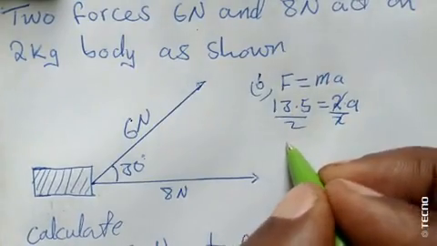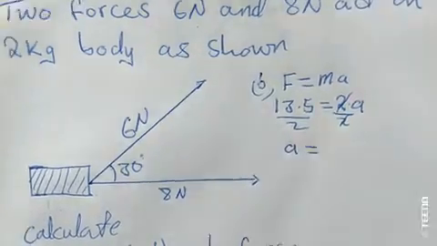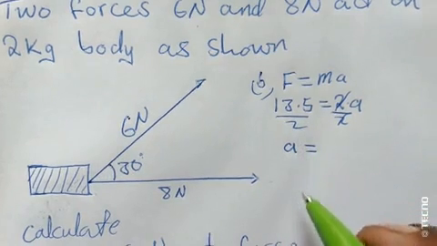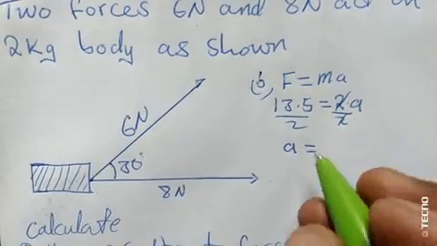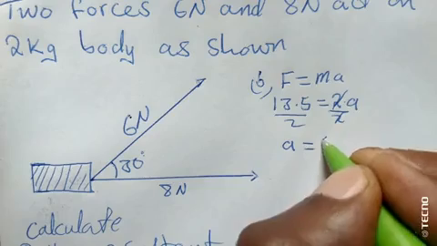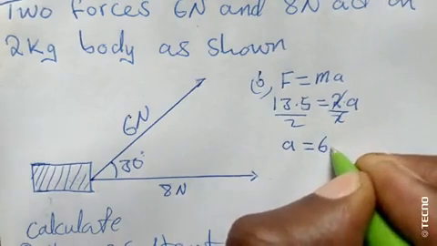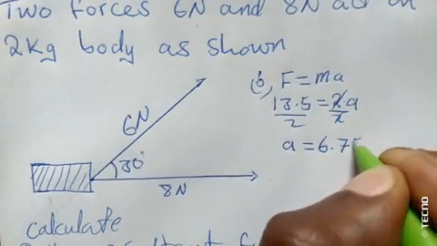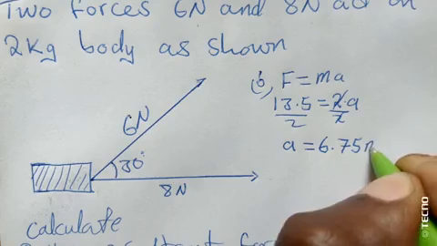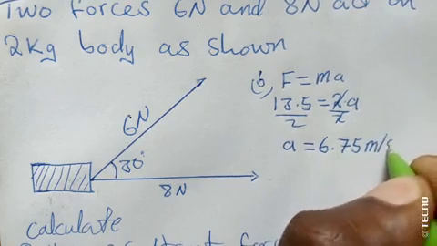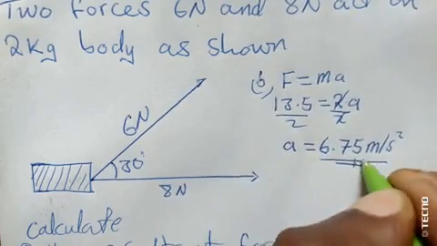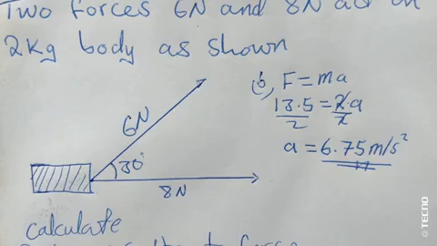So what is the acceleration? That we do 13.5 by 2, the answer is 6.75, which is meters per second squared. So these are units for acceleration.